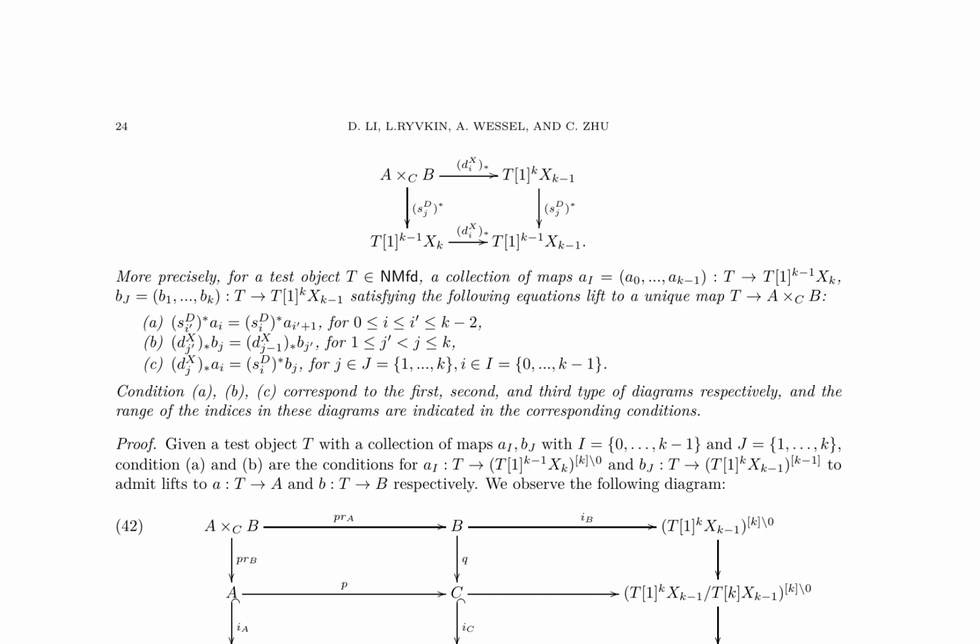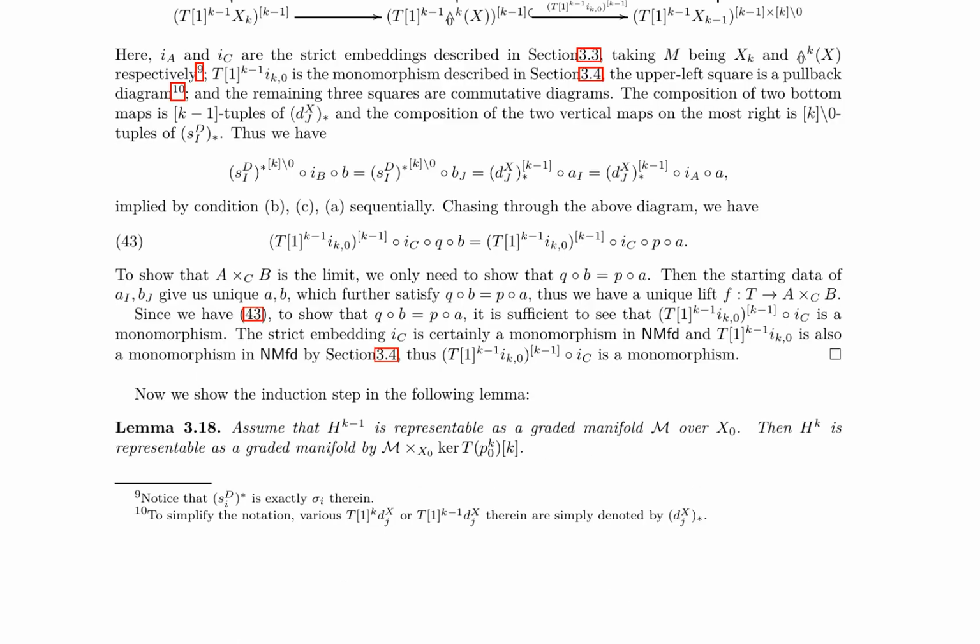The key step in the proof is to show that the composition of certain maps, including SDI, asterisk operator, DXJ, asterisk operator, and the strict embeddings IA and IC, satisfy specific equalities, as shown in equation 43. These equalities are essential for establishing the uniqueness of the lift F, which in turn implies that A times CB is the limit of the diagram.